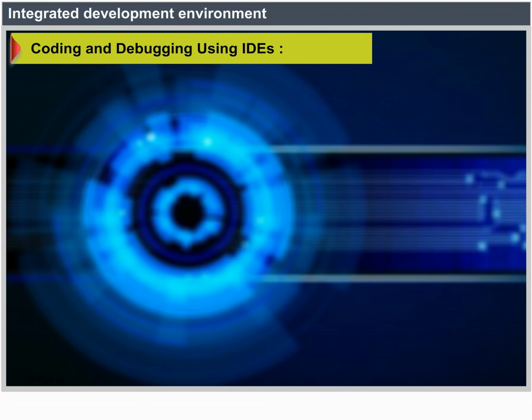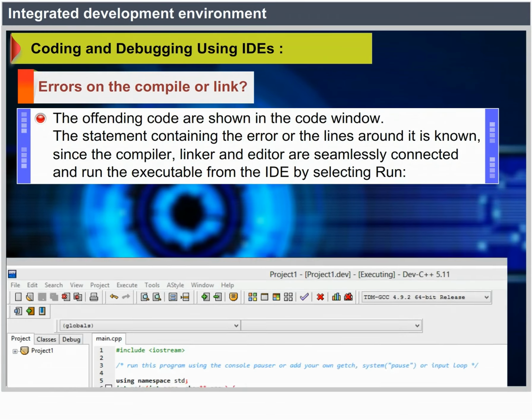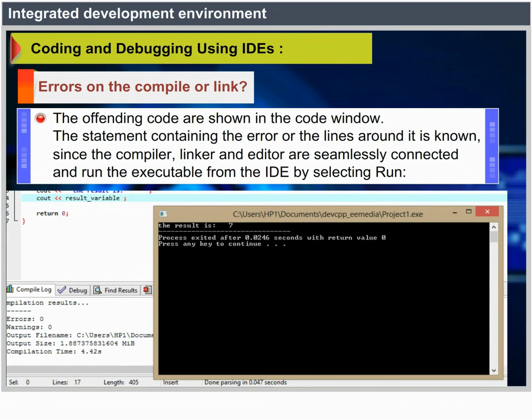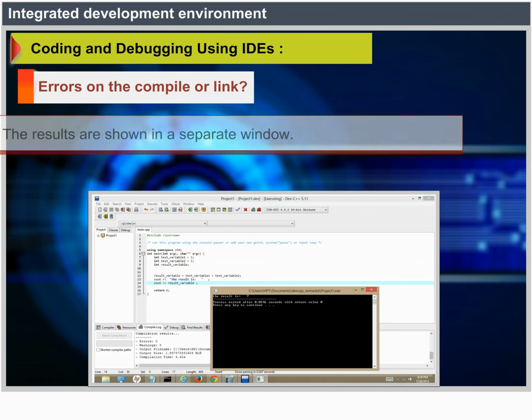Errors on the compile or link. The offending code will be shown in the code window. The statement containing the error or the lines around it is known, since the compiler, linker, and editor are seamlessly connected. Run the executable from the IDE by selecting Run. The results show in a separate window.